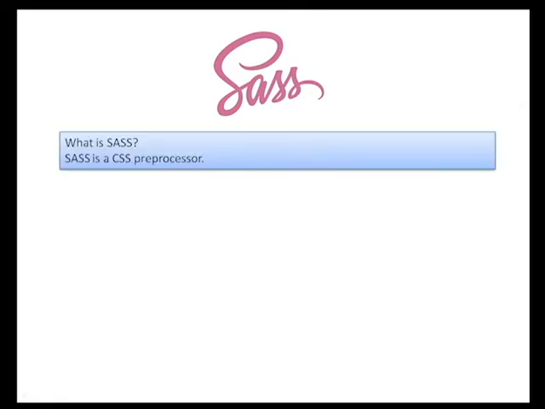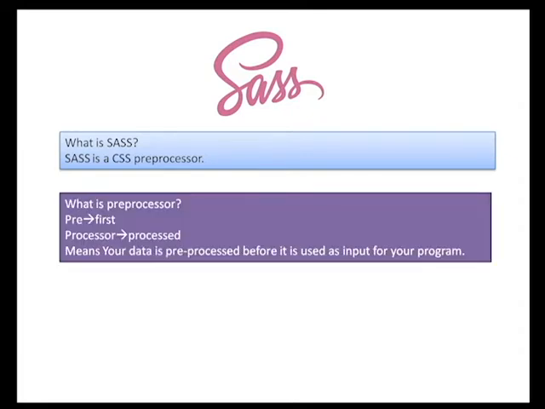Today we will start Sass. So first of all we have to understand what we mean by Sass. Basically, Sass stands for CSS preprocessor. Now the question arises, what do we mean by CSS preprocessor? Let's understand the preprocessor. We know that pre means first and processor means processed, which means you have to use data in your browser which is preprocessed.